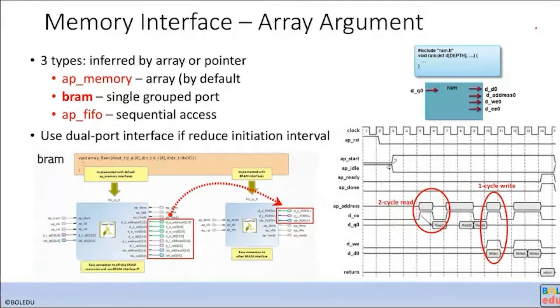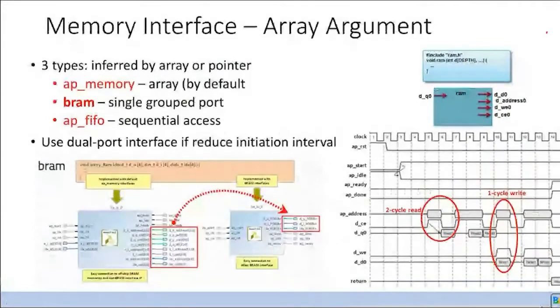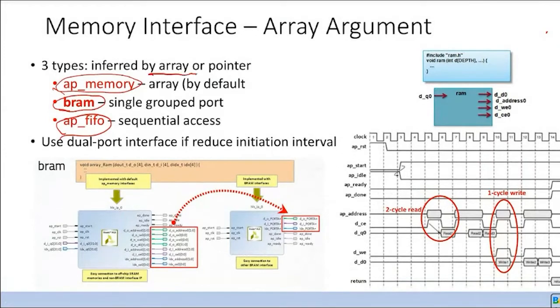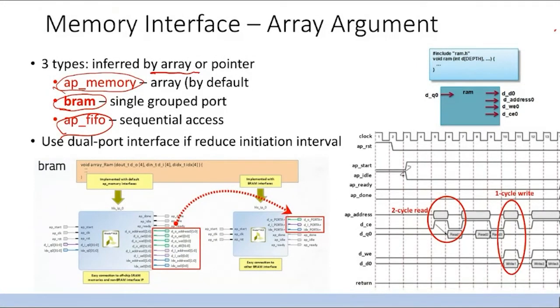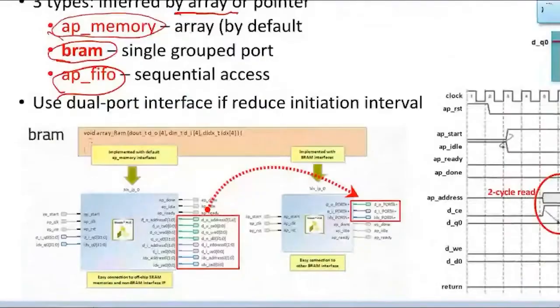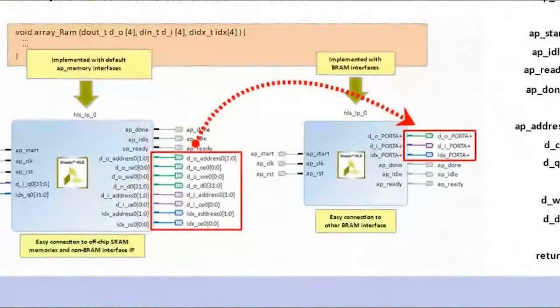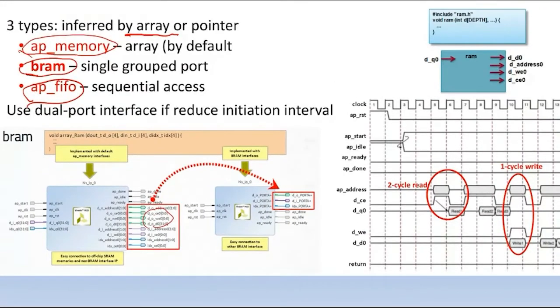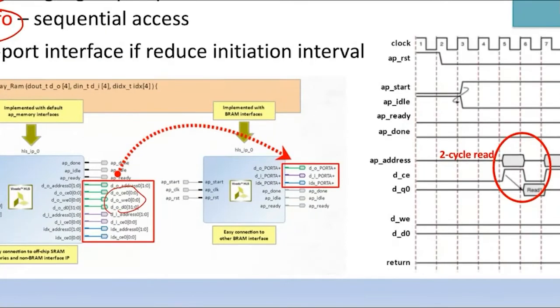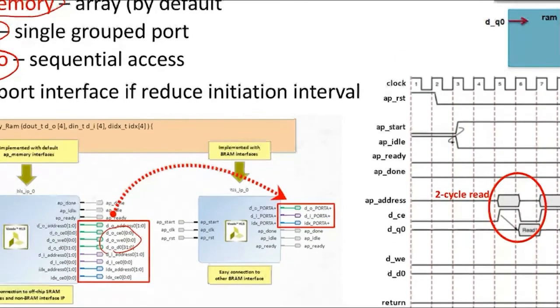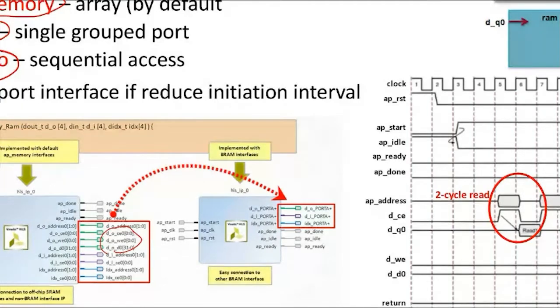So for the memory interface, if you use Vitis HLS, then you can specify either AP memory, block RAM, or AP FIFO for the array arguments. And the difference between AP memory and BRAM is that AP memory is for a general memory interface, so you will see a lot of memory interface signals like chip enable and write enable. But if you use block RAM, then all those interface signals are aggregated. If you look at the IP icon, you will see that the interface signals are actually bundled into a single port.